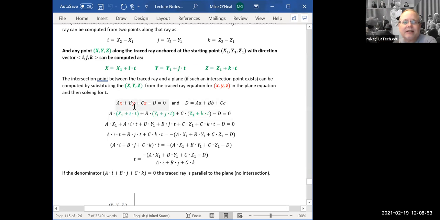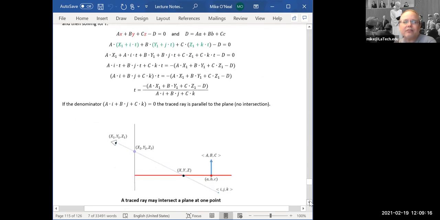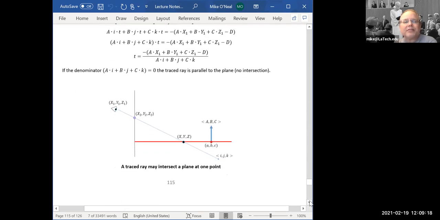And then the little xyz is just any point on the plane. Well, any point on the plane, you replace it just like we did before with the definition of x, y, and z from the parametric ray equations. And that gives us this. You use the math, it's a little bit easier. Here's your t. And there's no squares in there, so there'll just be one intersection point.